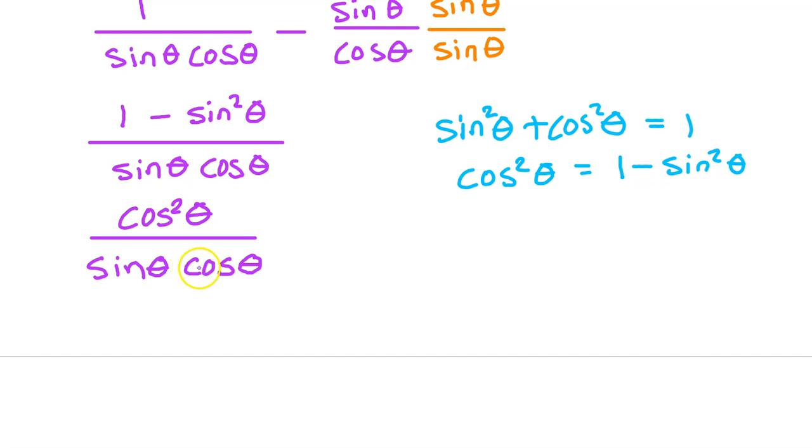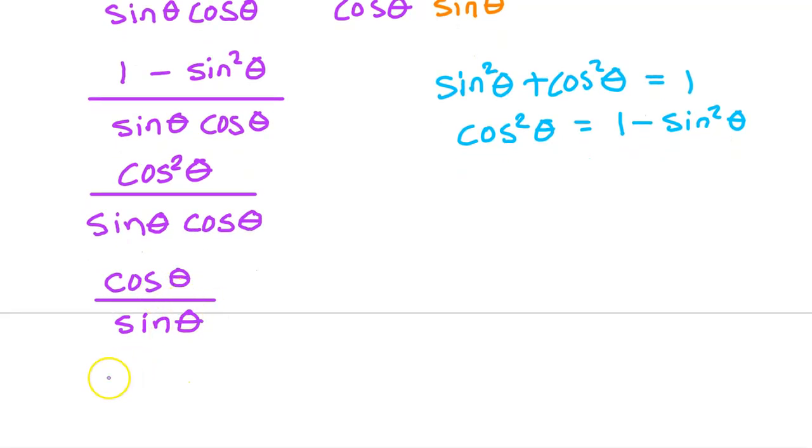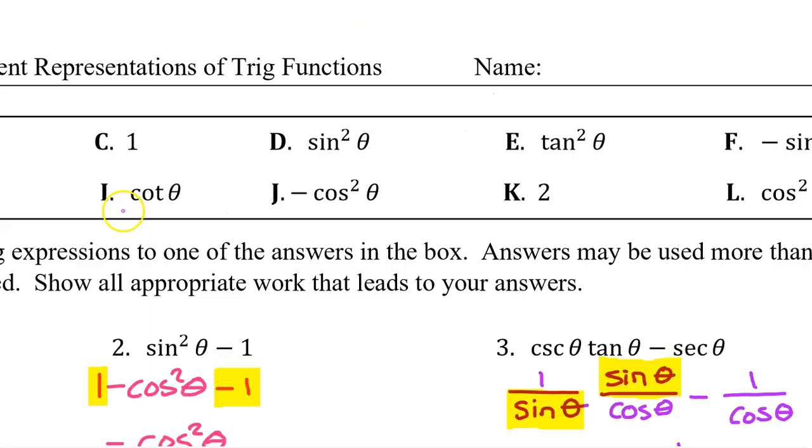Now we have this. The cosine theta in the denominator will cancel out one of the factors of cosine theta in the numerator, leaving behind cosine theta over sine theta. Of course, cosine theta over sine theta is cotangent theta. The answer is I.